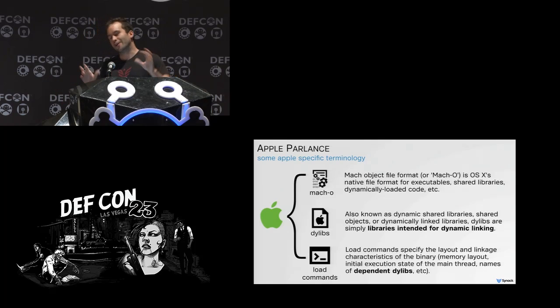All right, so the previous terms I defined were kind of funny. These ones are a little more serious, but equally important. So when I'm talking about Mach-O, this is the executable format that Apple uses. So Windows has PE files, Linux has ELF files, Macs have Mach-O. Dylibs are simply dynamic shared libraries. Again, Windows has DLLs, Linux has .so files, Macs have dylibs. And then finally, load commands. Load commands are embedded in these Mach-O binaries, and as their name suggests, they are commands to the loader. So they do things like specify the memory layout, the initial execution thread of the main thread, execution state of the main thread, and for the context of this presentation, it's very important because they specify dependencies on dylibs that the loader should load.